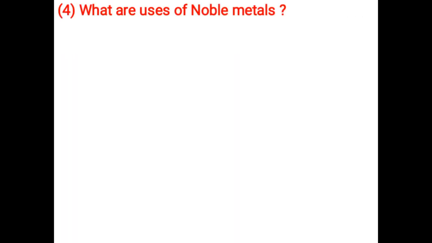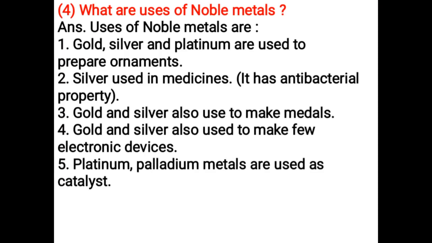What are uses of noble metals? Uses of noble metals are: gold, silver and platinum are used to prepare ornaments. Silver is used in medicines. It has antibacterial property. Gold and silver are also used to make medals. Gold and silver are also used to make a few electronic devices. Platinum and palladium metals are used as catalysts.